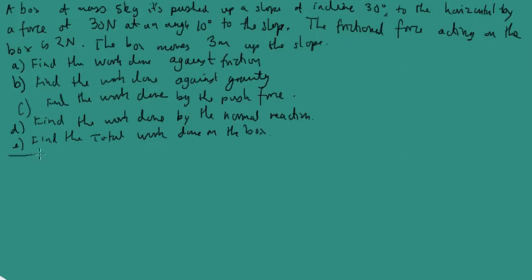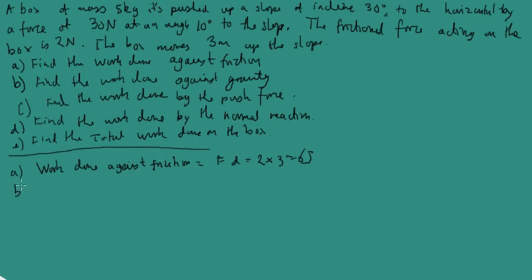So, part A, the work done against friction is going to be F times D. So the force of friction is 2 newtons and it's going 3 meters. So that's 6 joules. Now, note the friction acts along the direction of motion.